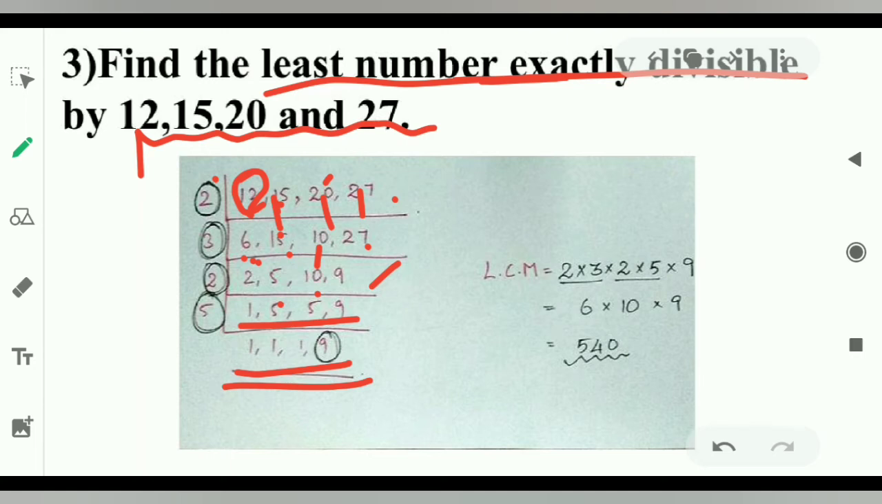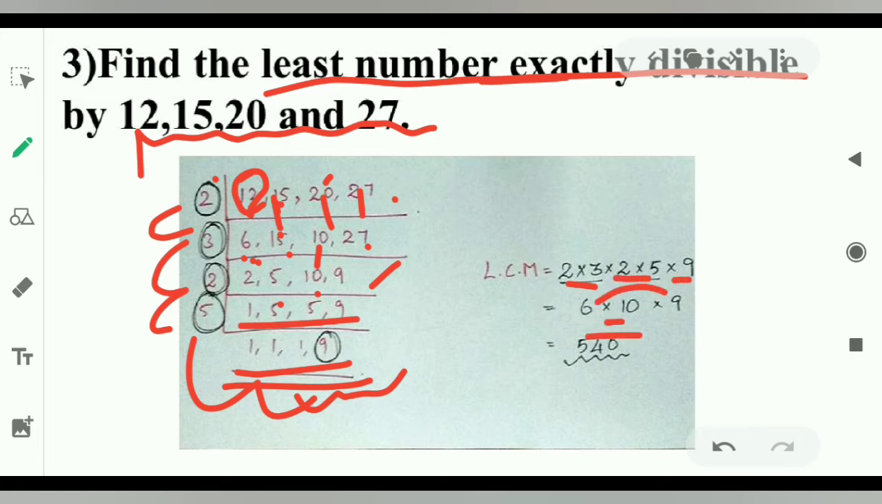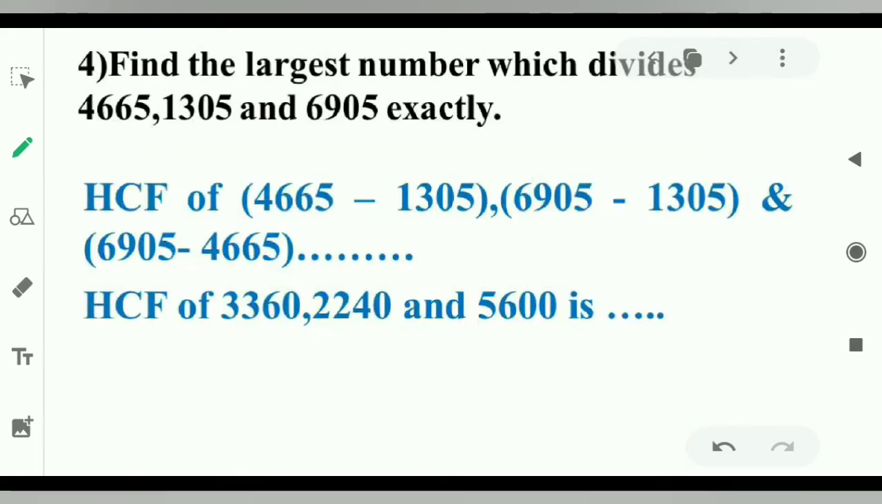What is LCM? LCM is nothing but the product of these numbers: 2 into 3 into 2 into 5 into 9. 2 into 3 is 6, 2 into 5 is 10, and 6 into 9 is 54, so 540. Good. Let's move on to the next problem.